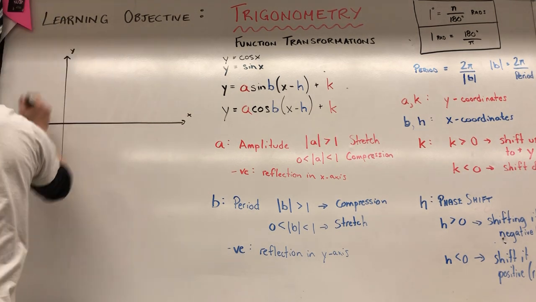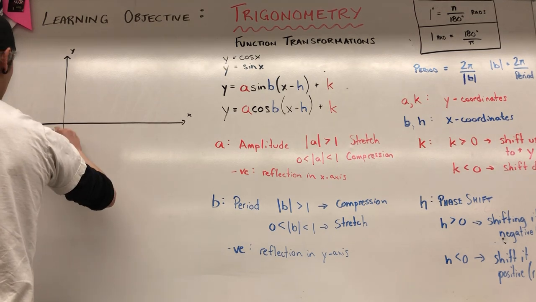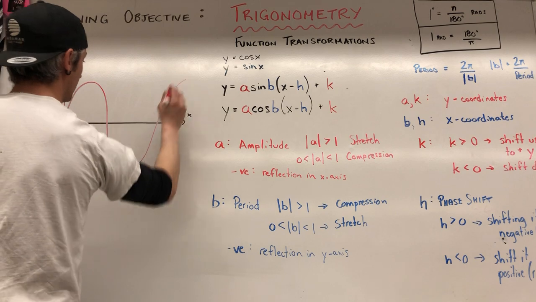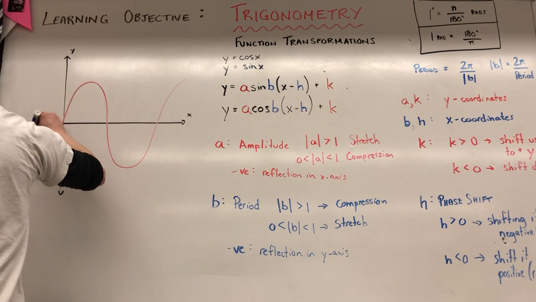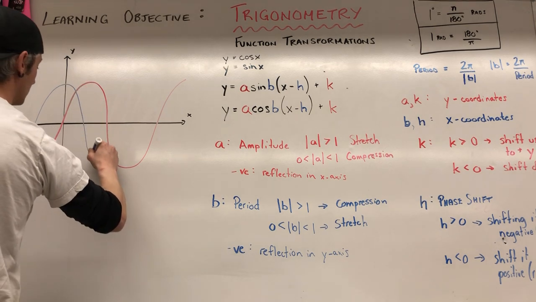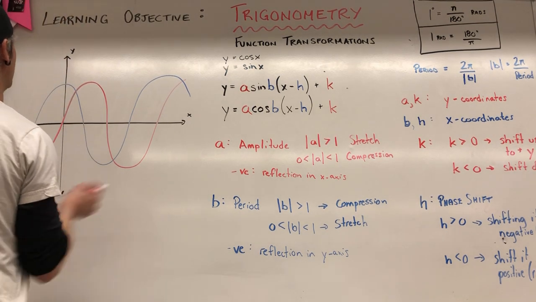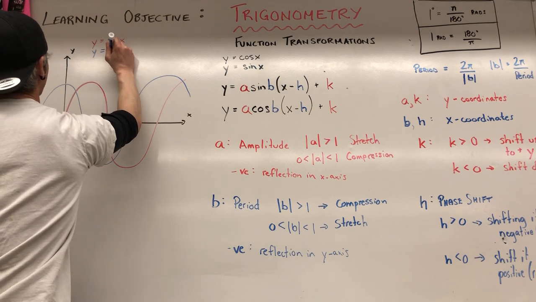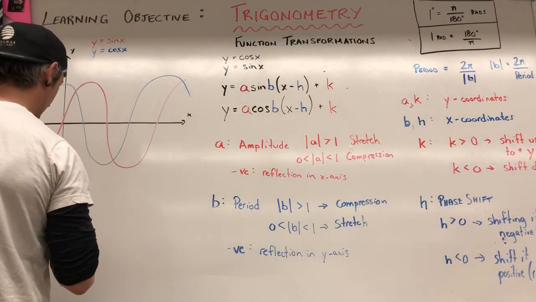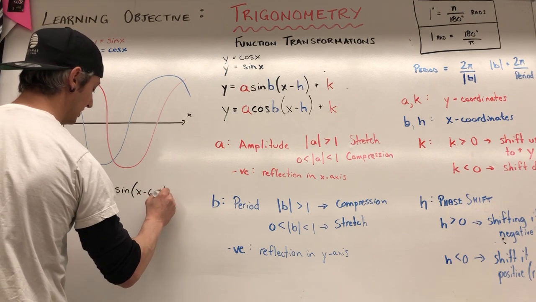Okay, x, y. Okay, and we get, okay, there's my sine wave and my cos wave. Good enough. Okay, y is equal to sine x, y is equal to cos x. Okay, so now let's do the h. So what if I had, as a transformation, y is equal to sine of x minus 60 degrees.